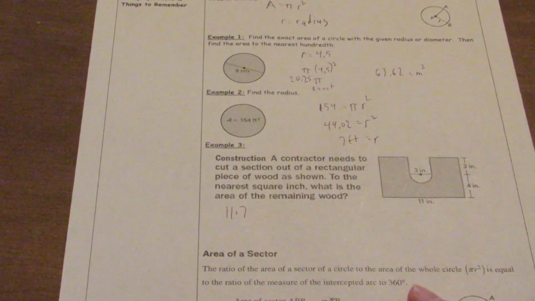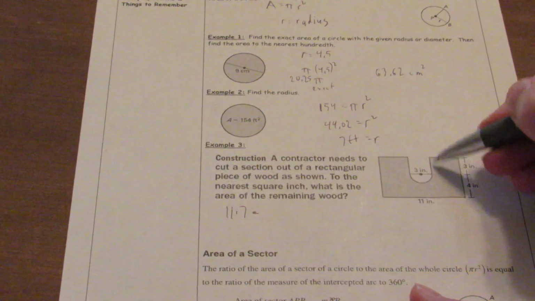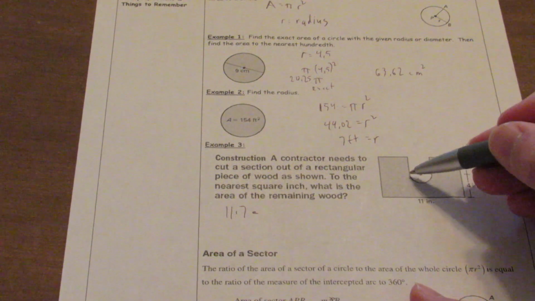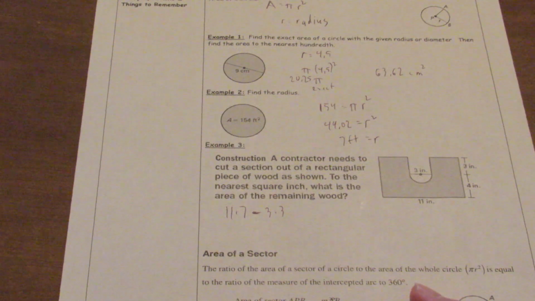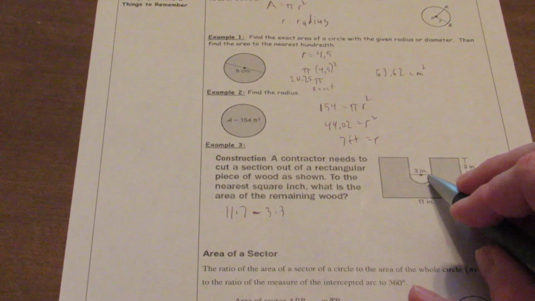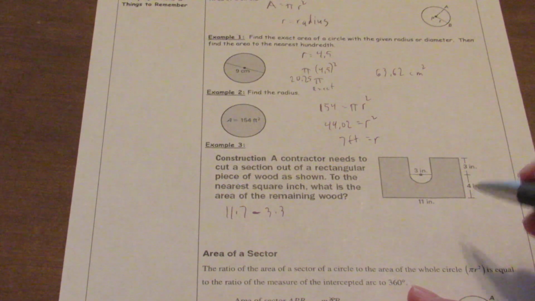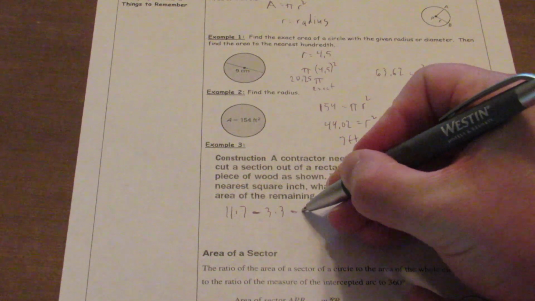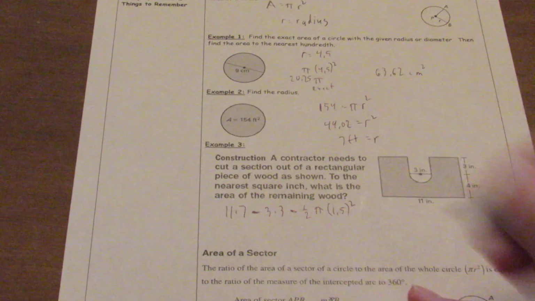Then we want to take out the different parts. So we need to do this in 2 sections. First, we're going to take out this square. This is 3 inches, this is 3 inches. So we're subtracting 3 times 3. And then we're taking out half a circle, which again is related to our next thing, area of a sector. This has a diameter of 3, so it has a radius of 1.5, and it is half a circle. So I'm going to do 1/2 pi times 1.5 squared.